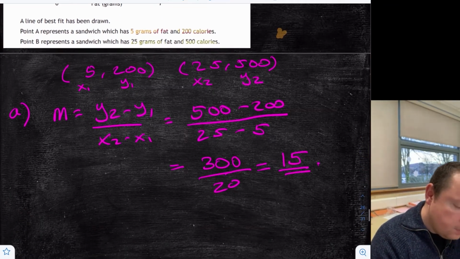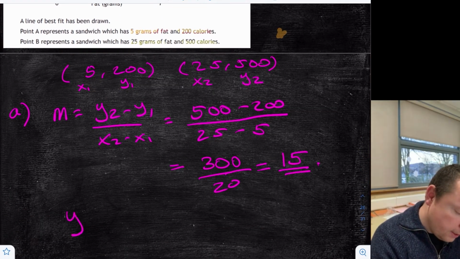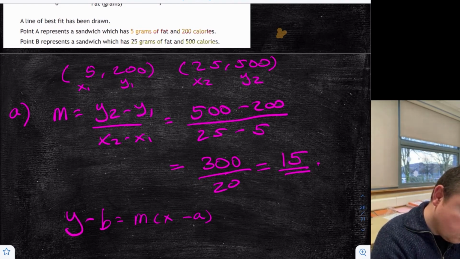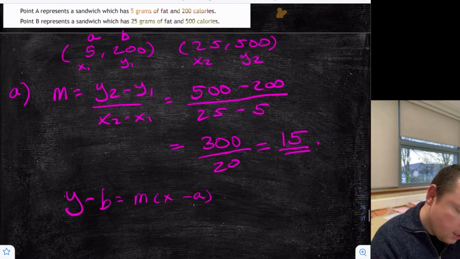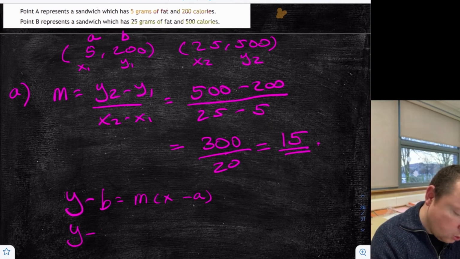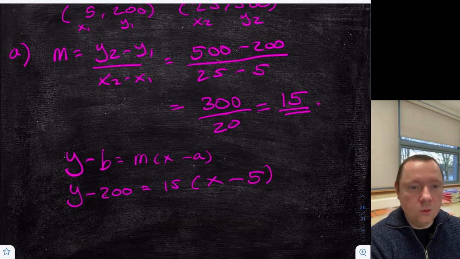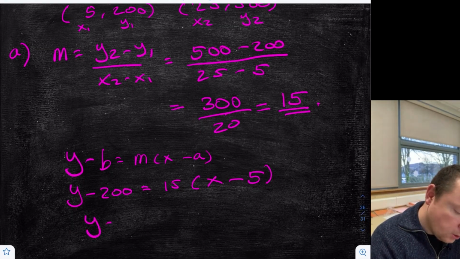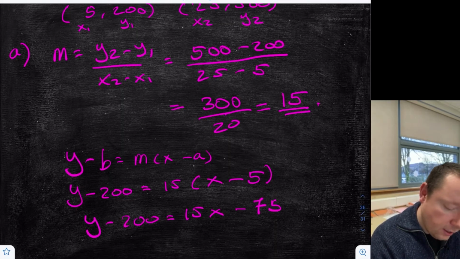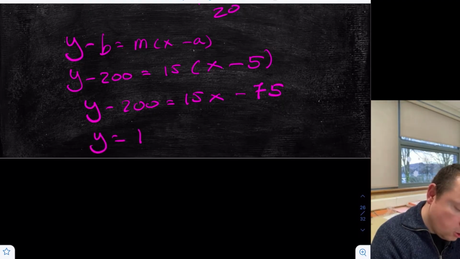Next part of the question, I always use y minus b equals m times x minus a, where a and b is a point. So let's just pick the first point, a and b. You could have picked the other one. Subbing that in, you get y minus 200 equals 15 times x minus 5. Tidying that up, so it says y equals. You've got a mark there just for getting this, so you get y minus 200 equals 15x minus 75. 5 15s is 75. Y equals, move the 200 across, 15x plus 125.